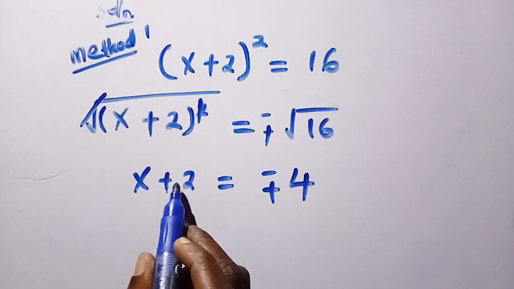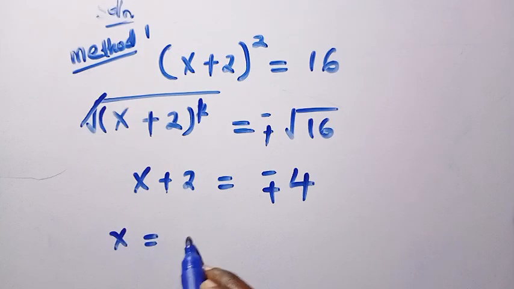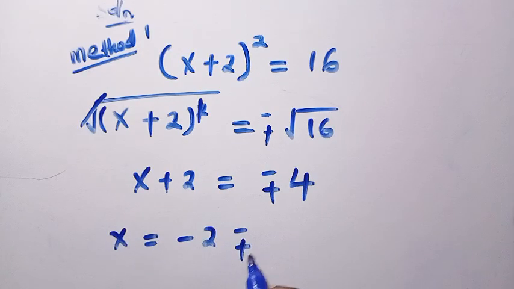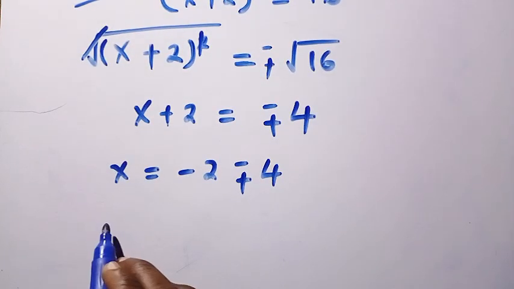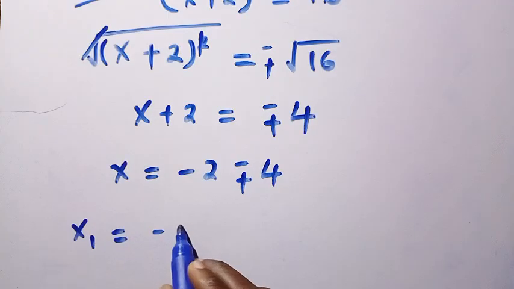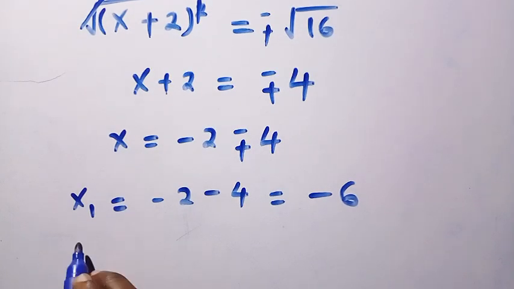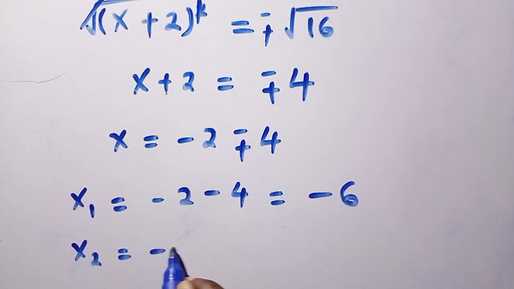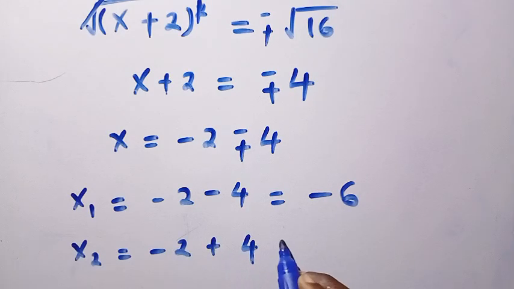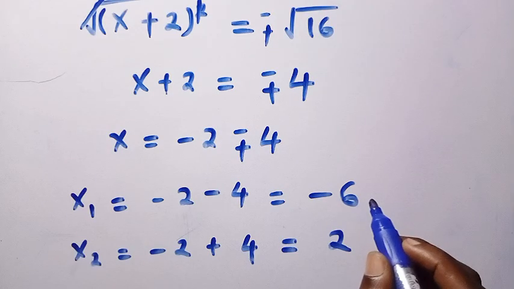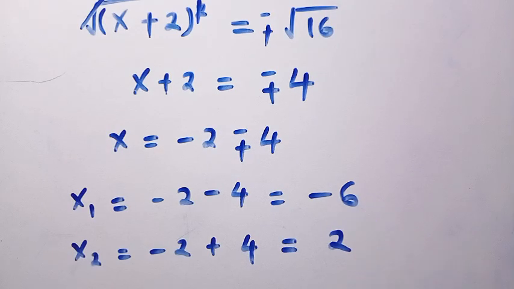Then let's take 2 to the other side. We have x = -2 ± 4. By this, we can see that our x1 equals -2 - 4, which gives us -6. And again, we have our x2 equals -2 + 4. This gives us 2. And these are the two solutions by considering the first method.